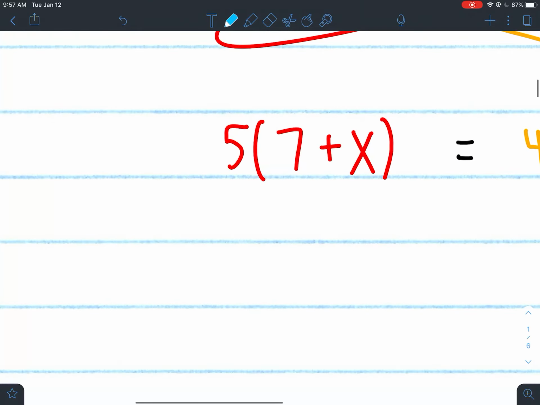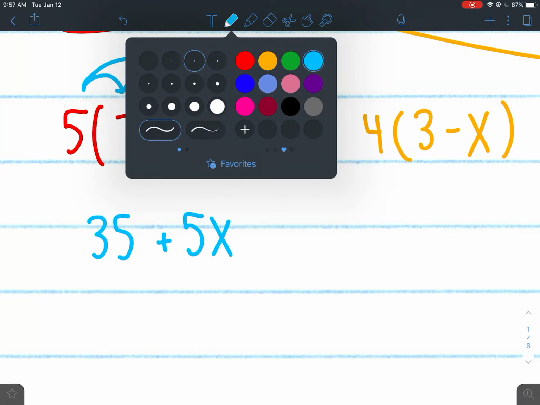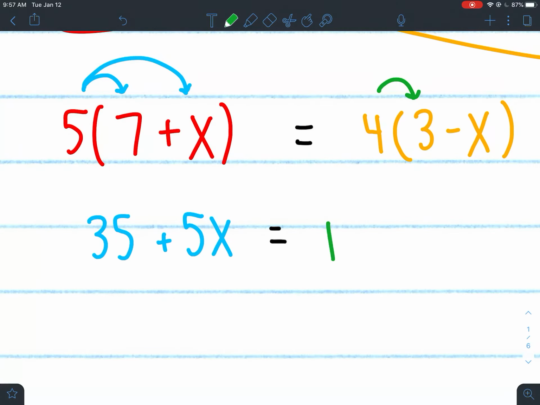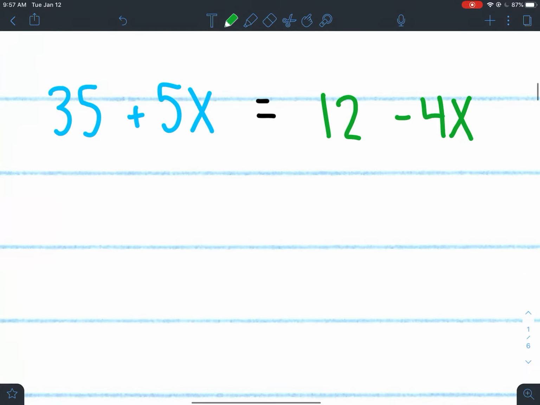So first thing we do is do the red side. We do 5 times 7, that's going to give us 35. 5 times x gives us positive 5x, equals. And then we have 4 times 3, which is going to be 12. And then 4 times negative x, which is going to give us negative 4x. Okay, so now we're at this point in our equation.